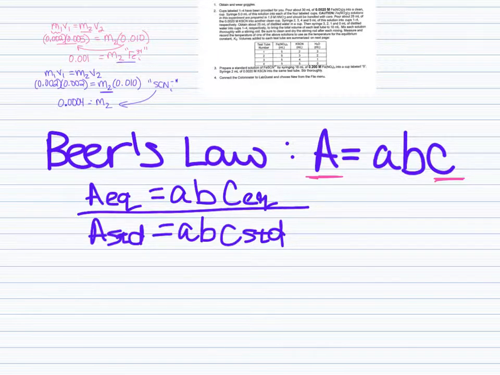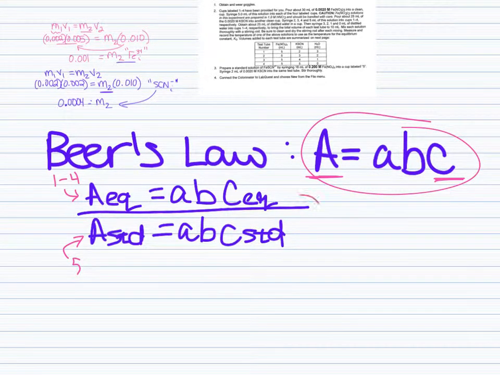You're going to compare those to the standard. This was cup 5, okay? So let me label those so you have that. This is going to be cups 1 through 4. This is all about cup 5. And you're taking Beer's law and actually doing a ratio. What I have written right here is my equilibrium over standard. Okay? So how do we get that equation?